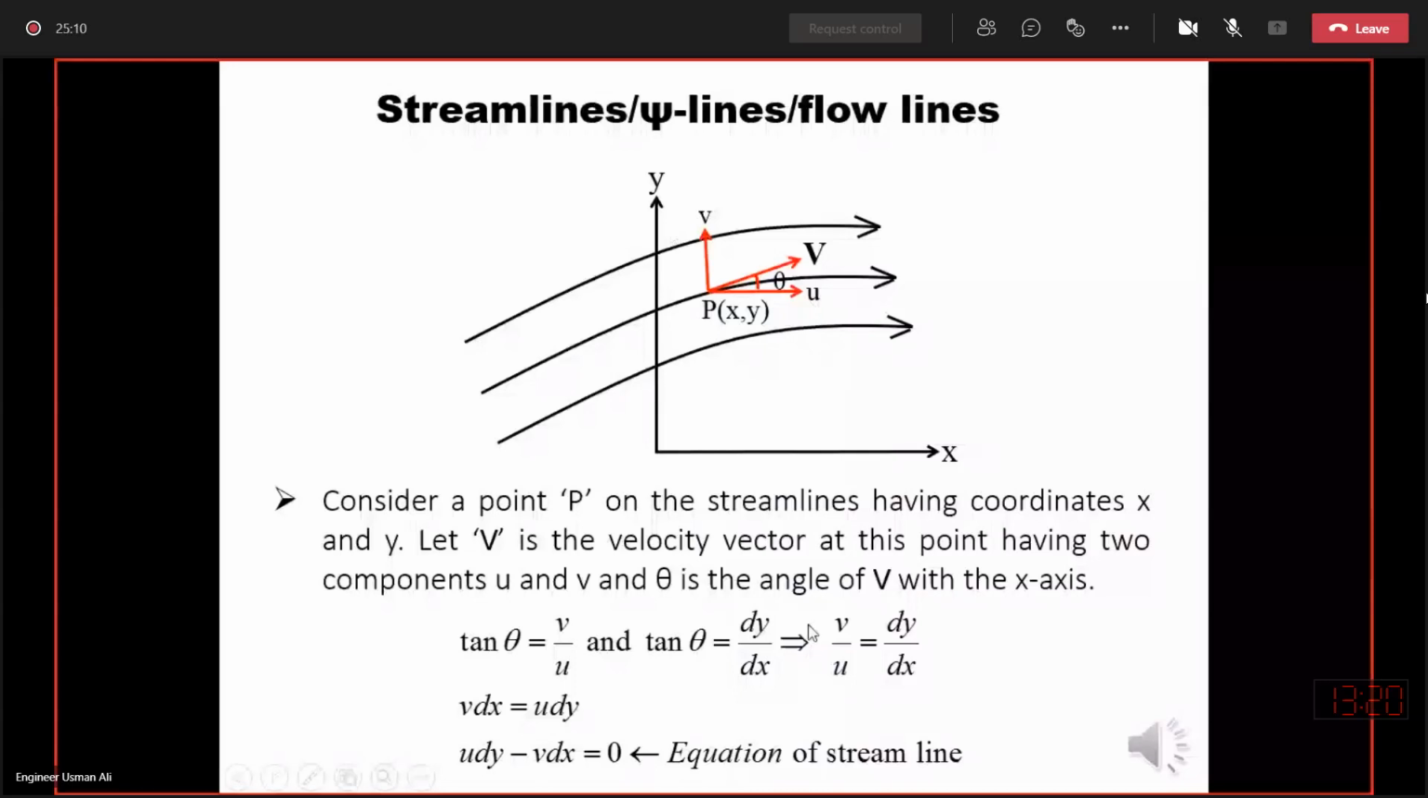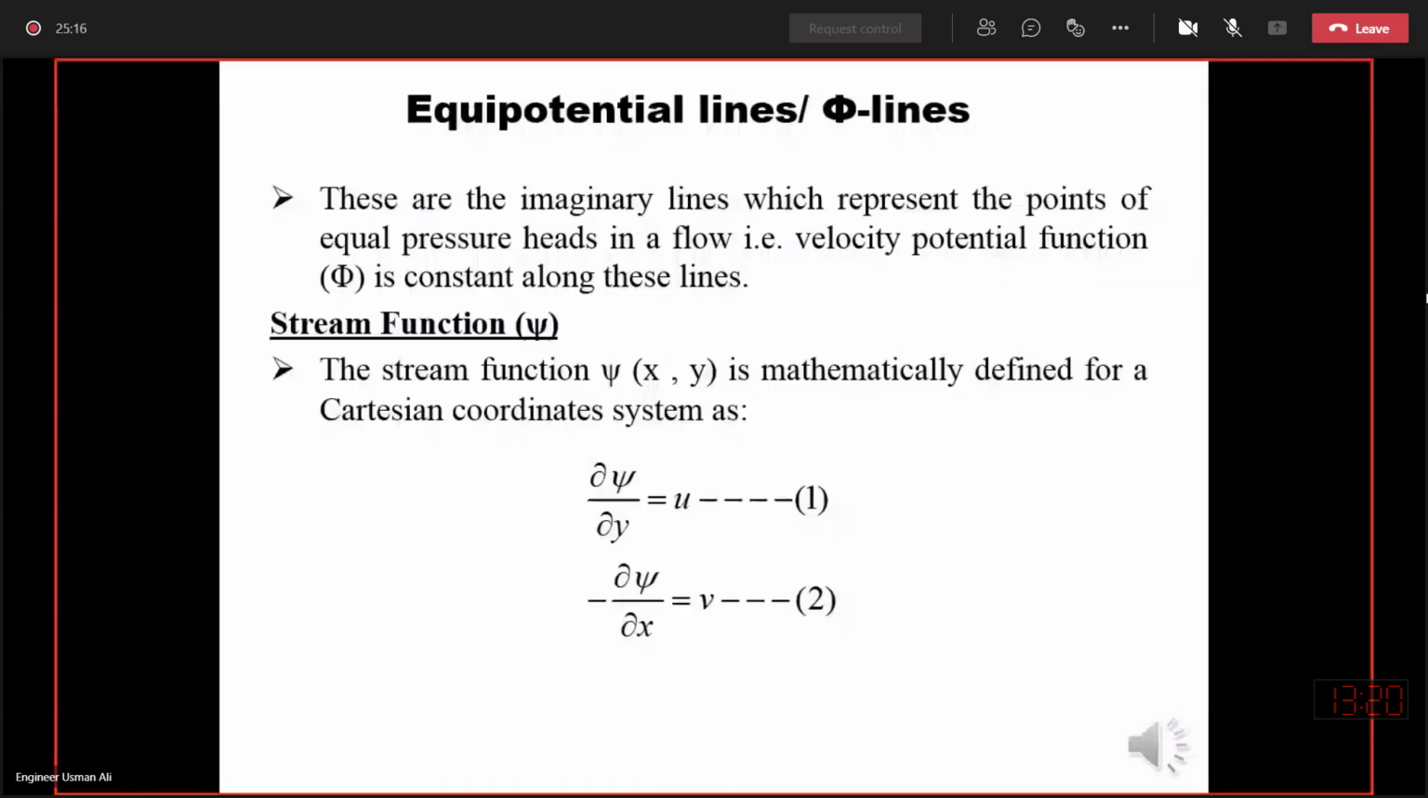Then we defined the equipotential line, the line along which the velocity potential function phi is constant, and these are the lines of equal pressure head. Stream function we discussed mathematically: u is partial psi over partial y, and v is minus partial psi over partial x. Similarly, we define the velocity potential function: partial phi over partial x is equal to u, and partial phi over partial y is equal to v.